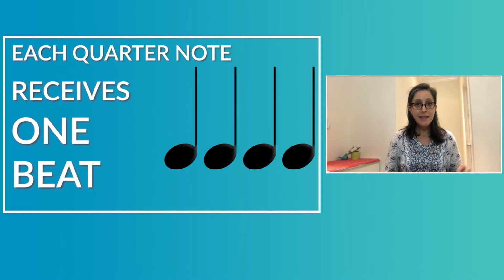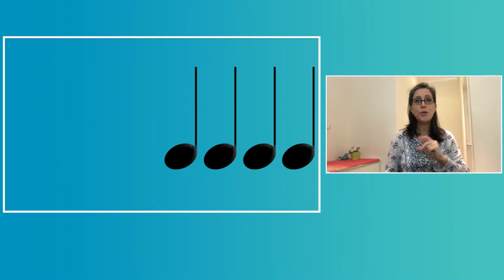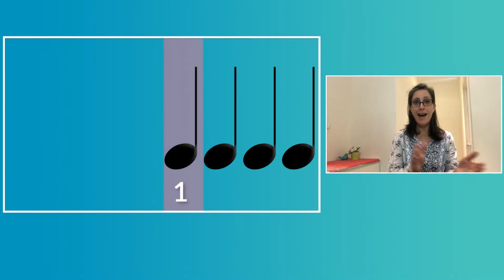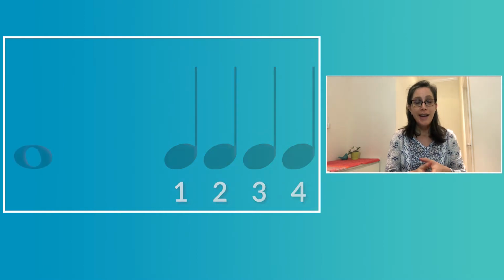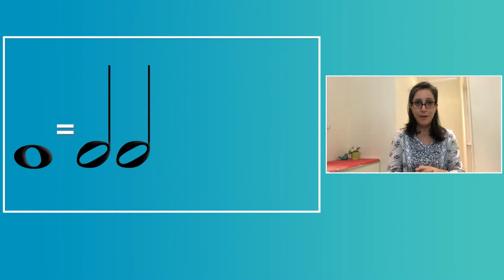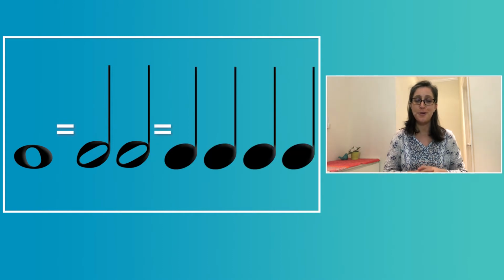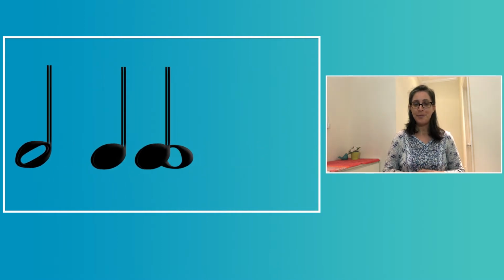Can we say it? Can we clap it? Let's try. 1, 2, 3, 4. Ta, ta, ta, ta. So a whole note is equal to 2 half notes, which are equal to 4 quarter notes. That's easy. Now let's mix them all together.